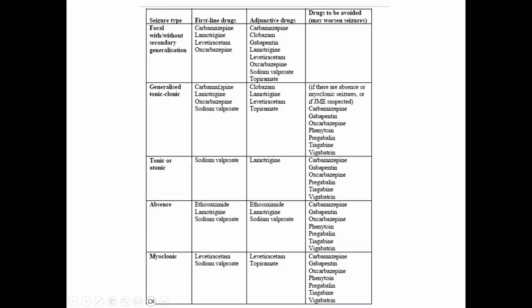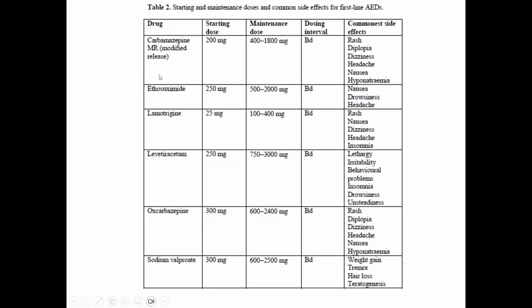Then we look at the adverse effects. So adverse effect profile also. You need to know common adverse effects because they can ask. Carbamazepine, you can get rash. Lamotrigine also, you can get a rash. You can even get Stevens-Johnson syndrome.